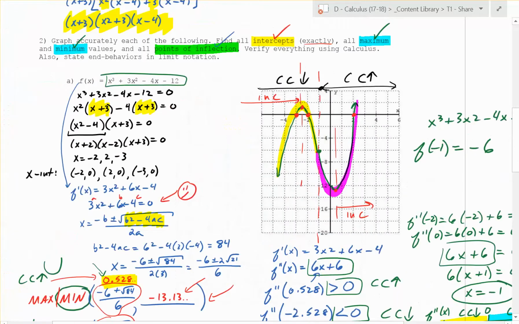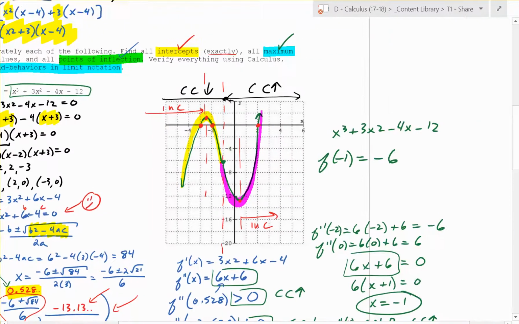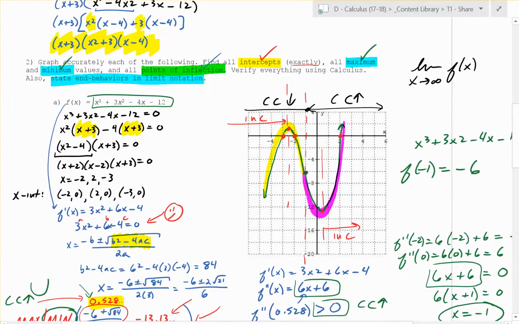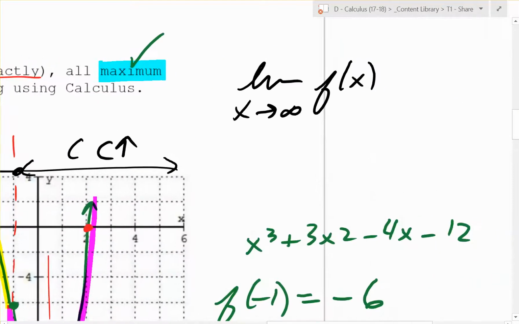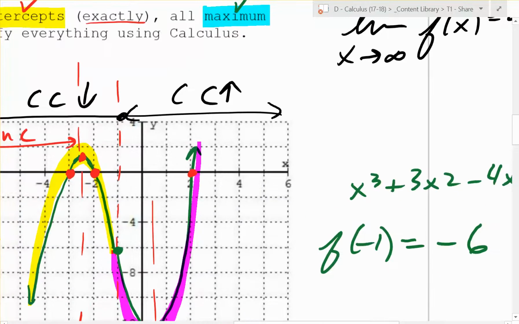The last thing it asks you to do here is state the end behaviors in limit notation. So the end behaviors are the limit as x goes to infinity of f of x. Let's look at this function right here. As x gets huge, what happens to this? Well, x cubed is the only one that's going to matter. Everything else is really small. So if x is positive and really big, this whole thing is going to go to infinity as well. Does that match what's going on here? Yeah, it's going up.